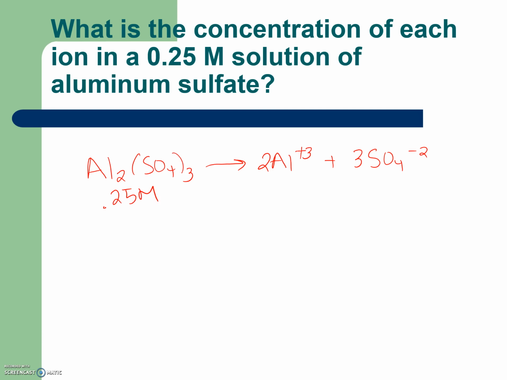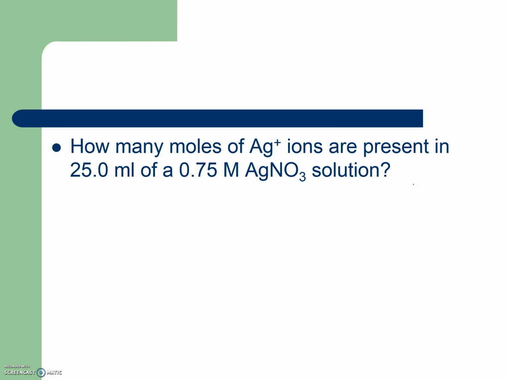Okay, did you pause the video? I hope you did, because this is the best way for you to see if you understand this. Because if you do it correctly without me telling you, then you know that you have a good grasp on it. My stoichiometry here is 2, which means I have twice as much of this, so I have 0.50 molar. My stoichiometry here is 3, which means I have 3 times as much, so I have 0.75 molar of SO4. Let's take a look at another one.